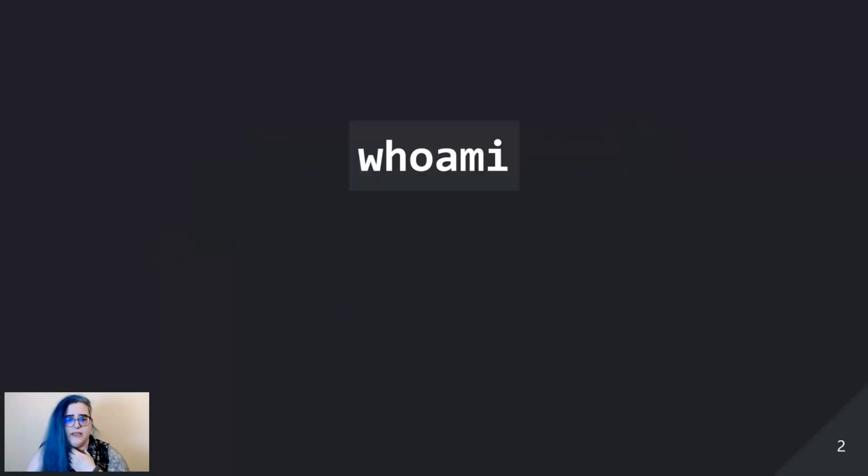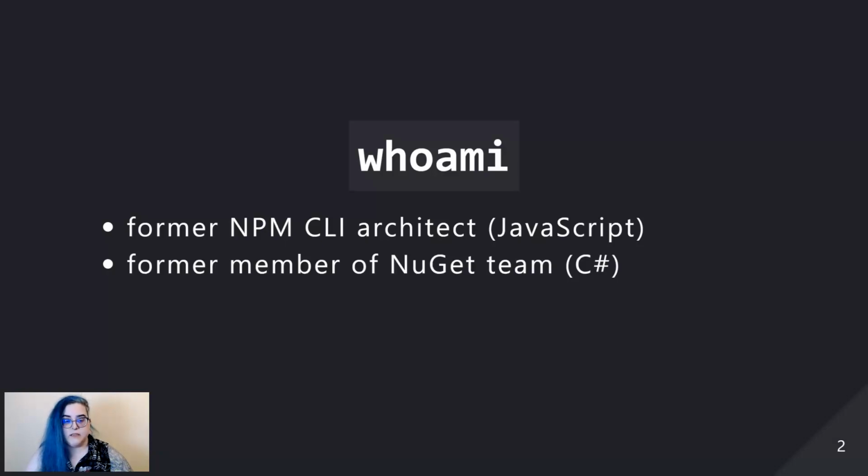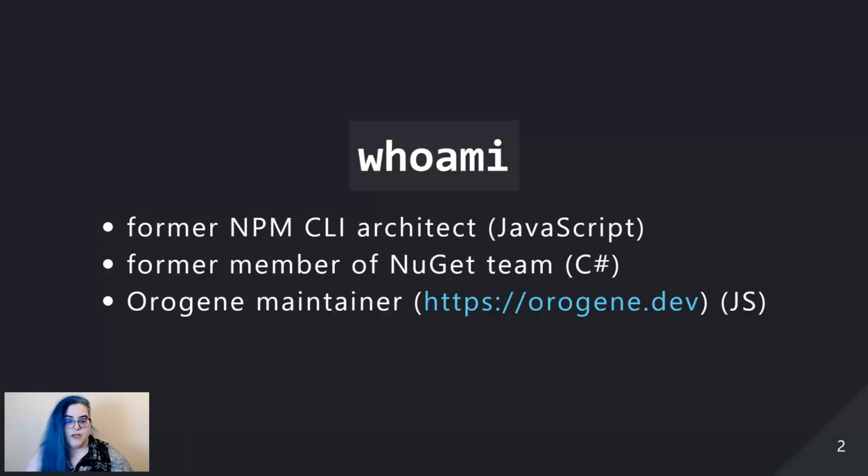So let's get started. Who am I? I am the former NPM CLI architect. That's the package manager for the JavaScript ecosystem. I spent the era of NPM version 3 to NPM version 6 as the lead developer at times for most of that. I also spent some time on the NuGet client team. That's the C# package manager. I am currently the maintainer of Origin, which is a JavaScript package manager that's very, very fast and that I'm using to try out new things that I think would be interesting.